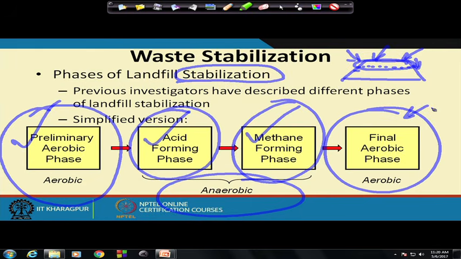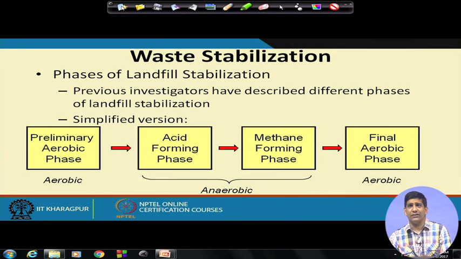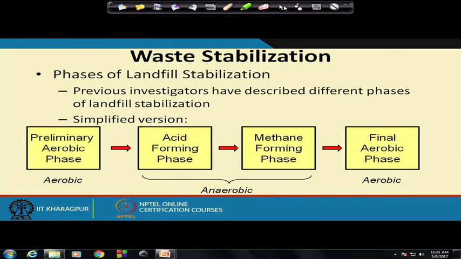So these phases have very, very great importance in terms of leachate management as well as gas management, which we will be talking about in the next couple of slides. I hope you understood this waste stabilization. If you have not, replay the video and watch it again and again, and if you are still confused, send us a question on the discussion forum, because this is a very important concept in terms of landfill, both leachate management as well as gas management.